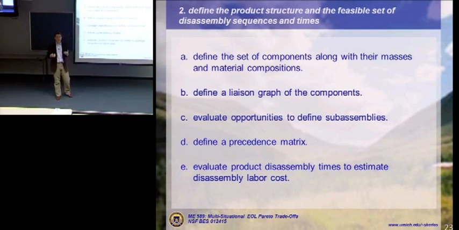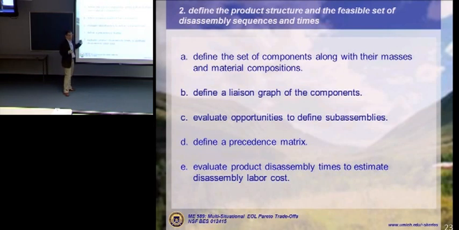So once you know the components, then you basically develop a liaison graph. This is the connectivity of the assembly. And from the liaison graph, you can define a precedence matrix. What a precedence matrix means is you can't remove B before you remove A. So it's actually a matrix of ones and zeros that defines whether one product needs to be removed before you get another one out. From that, you can process a feasible set of disassembly sequences. And I'll show you what a precedence matrix looks like in just a second.